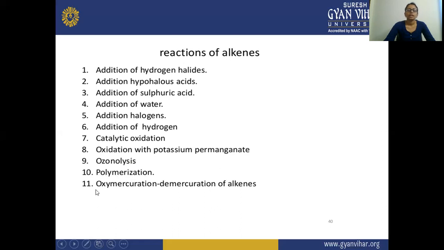The last one is the oxymercuration and demercuration of alkene. On oxymercuration and demercuration, a new product is formed from the alkene. These are some of the reactions of alkenes, and these are the 11 types of reactions.